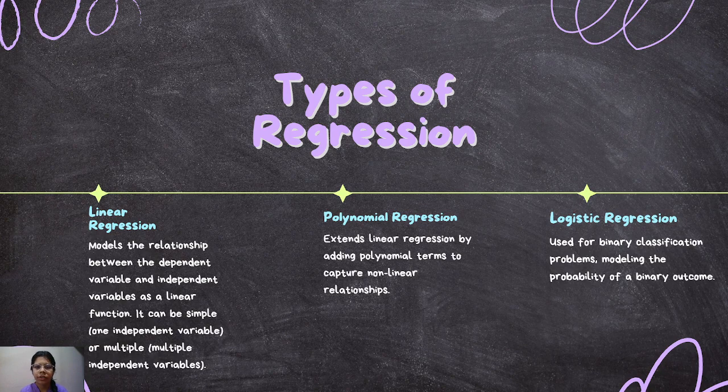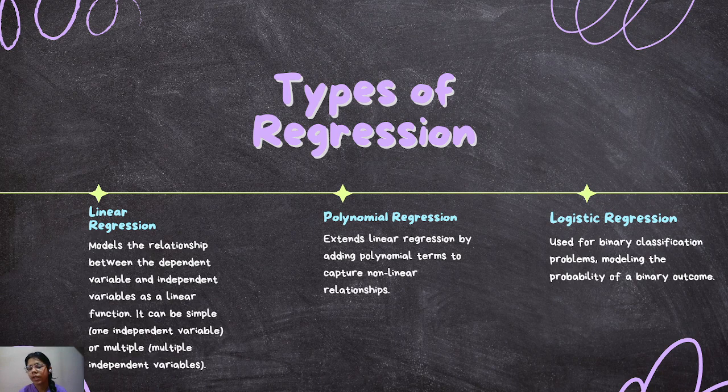Then we have multiple types of regression. We have covered here only three types of regression. The first is linear regression, then polynomial regression, and logistic regression. Linear regression models the relationship between the dependent variable and the independent variable as a linear function. It can be simple, with one independent variable, or multiple independent variables can be included here. Polynomial regression is an extension of linear regression by adding polynomial terms to capture non-linear relationships. And linear regression, as its name suggests, is for linear relationships.